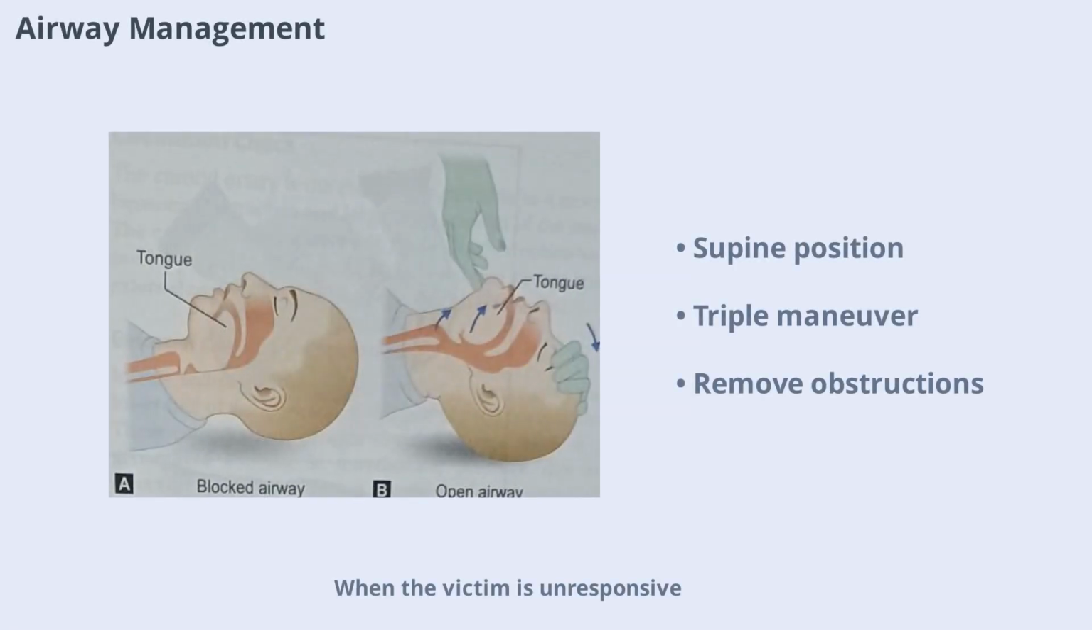When the victim is unresponsive, the first step is to position the patient supine on a firm, flat surface. The rescuer should be at the victim's side, at a distance equal to the width of the victim's shoulders. Airway management involves the triple maneuver: opening the mouth, head tilt and chin lift, and jaw thrust. In unconscious patients, muscle tone is impaired, causing airway obstruction by the tongue and soft tissues. Moving the lower jaw forward lifts the tongue away, opening the airway. Loose dentures and foreign material should be removed quickly to prevent complications.